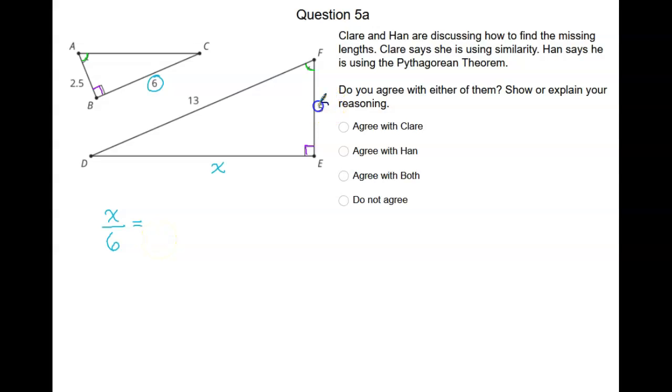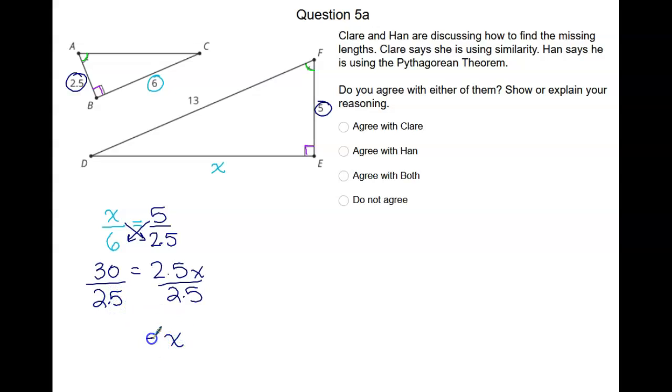So I can do 5 over 2.5. And so we're just going to cross multiply. So 5 times 6 is 30, and 2.5 times x is 2.5x. And so we're going to divide by 2.5 on both sides to figure out what x is equal to. And so we get that x is equal to 12. So this length right here is equal to 12.